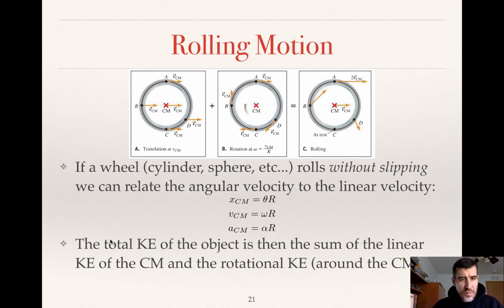And then also the total kinetic energy of the object, like we saw in the last video, is going to be the sum of the linear kinetic energy of the center of mass, 1/2 mv squared, and the rotational kinetic energy around the center of mass, 1/2 I omega squared.